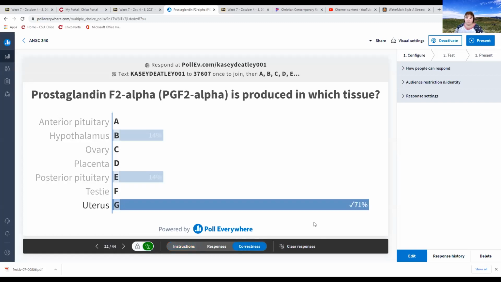Okay, so PGF2 alpha, or prostaglandin F2 alpha, is produced by the uterus. This is going to be a fatty acid based hormone that is produced in response to what in the uterus? And this is the part where you guys can just talk to me. So PGF2 alpha is produced in response to what in the uterus? Does it have to do with GnRH?